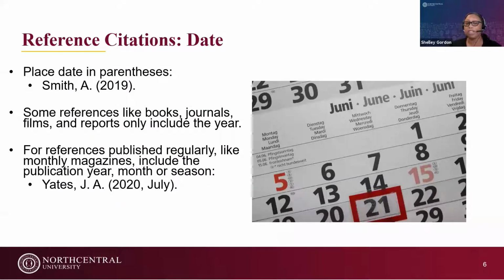The next position in the reference citation is the date. So we have our author's name comes first and then the date. You want to include the date in parentheses. So here we have our author, a space, and then the parenthesis, and then the date of the publication. Now, there are certain works where you can include the season or the month. So for example, a magazine that's published regularly may include the season or the month in that date. So this is the way you would format that information if you need to include it. So July, comma, and then the year or the month.